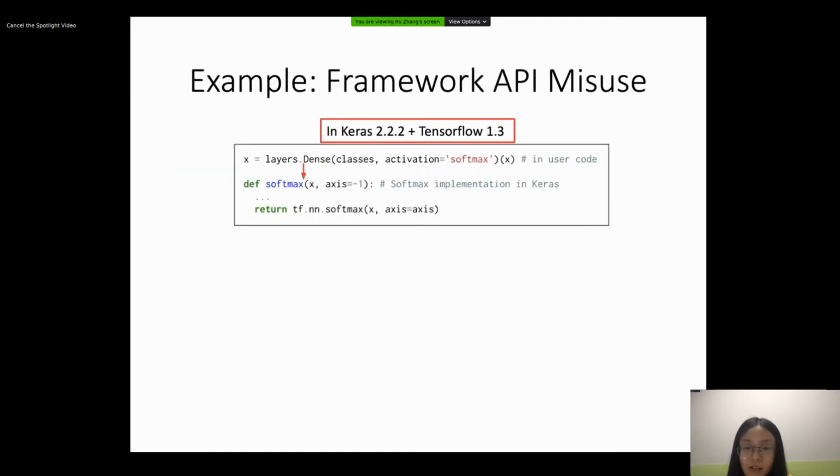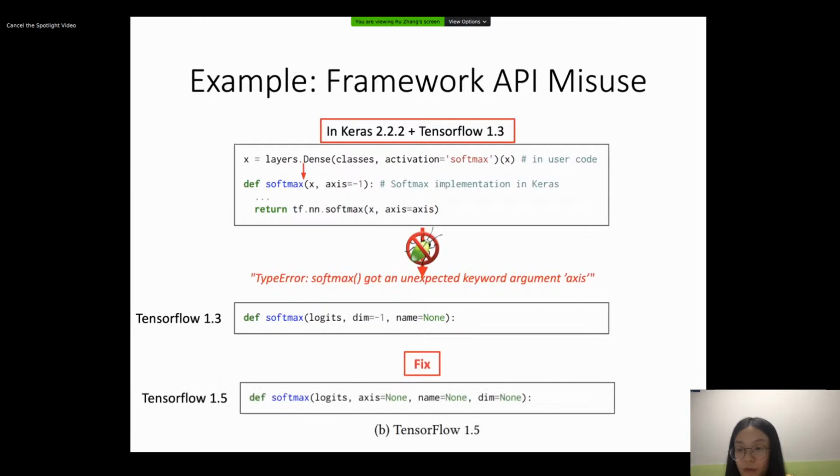The second largest category is framework API misuse. Here is an example caused by framework evolution. The developer may have thought that the latest version of Keras would be compatible with TensorFlow version 1.3. However, Keras upgrades its softmax implementation and requires TensorFlow version 1.5 or higher. The fix is to downgrade Keras to a compatible version.